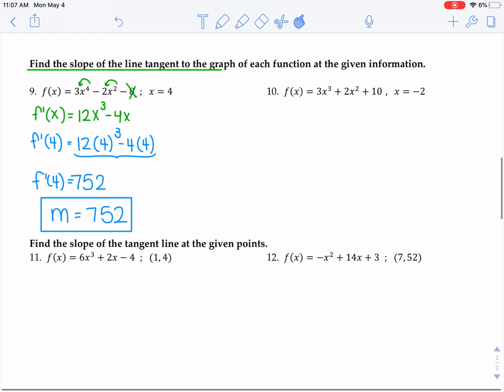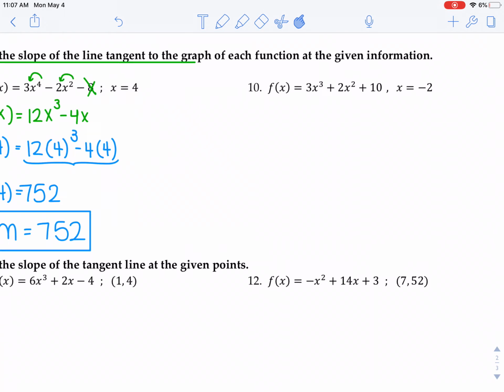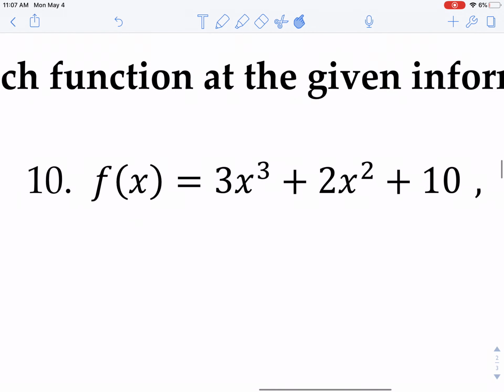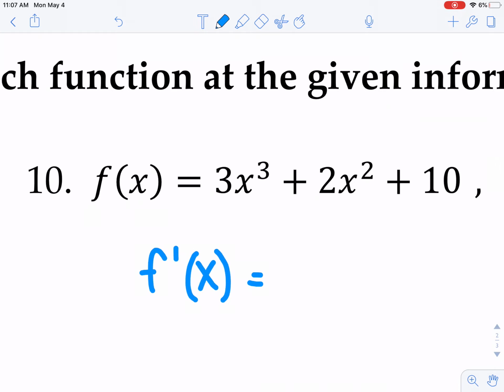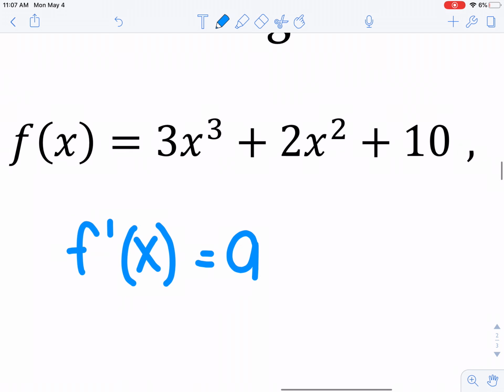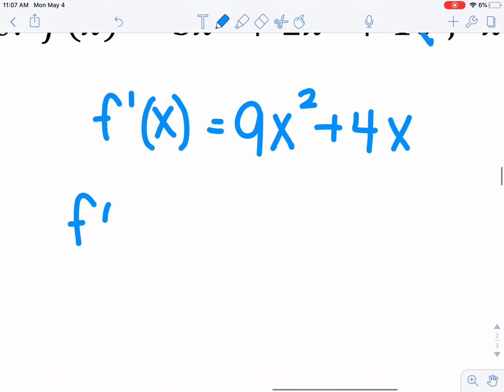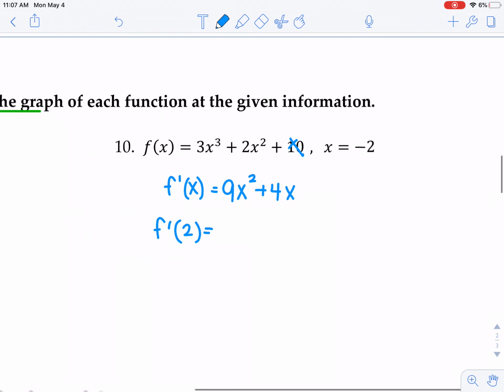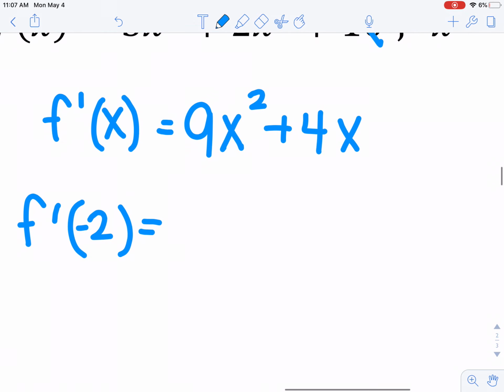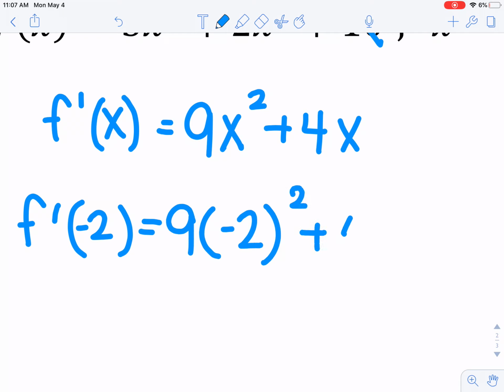All right, so the next one is same story. So again, find the derivative. Okay, so f prime of x is 9x squared plus 4x, and the 10 goes away. Plug in the given value, which here is negative 2. And so 9 times negative 2 quantity squared plus 4 times negative 2.